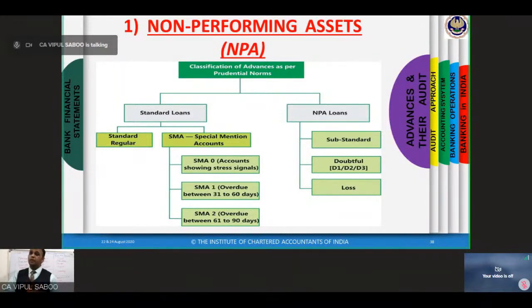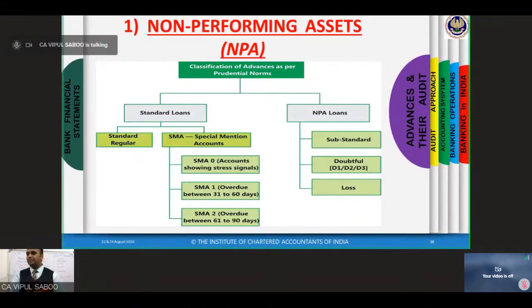But if it remains overdue for more than 30 days, but is repaid before 60 days from the due date, right? It is known as SMA 1 account. And if it is overdue for more than 60 days and goes up to 90 days, but the overdue amount is paid within 90 days from the due date, it is an SMA 2 account. So we have standard regular accounts, which are the normal accounts.